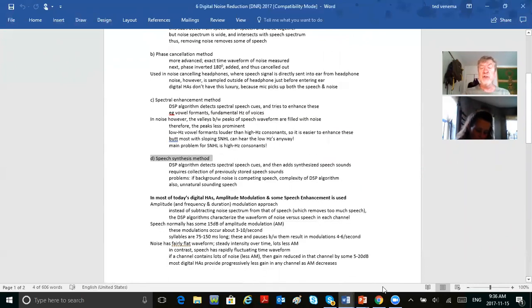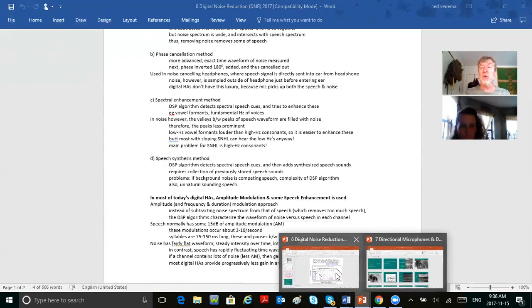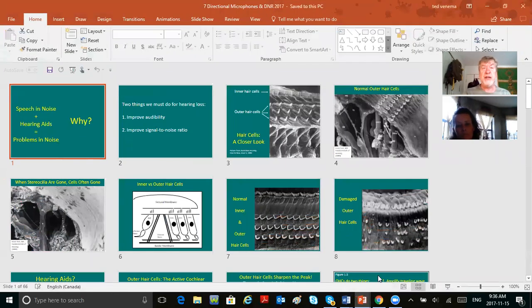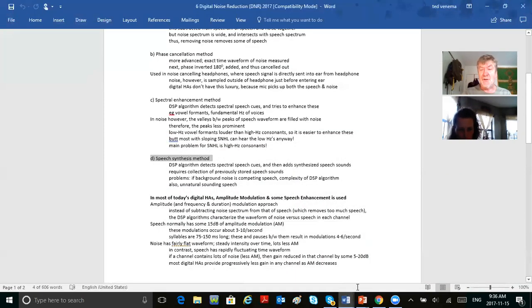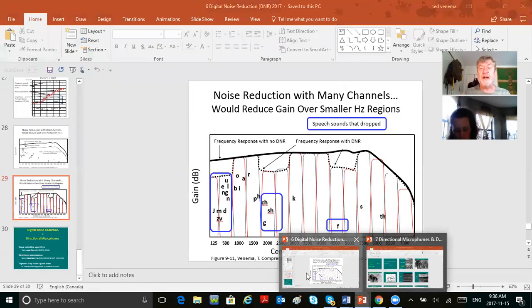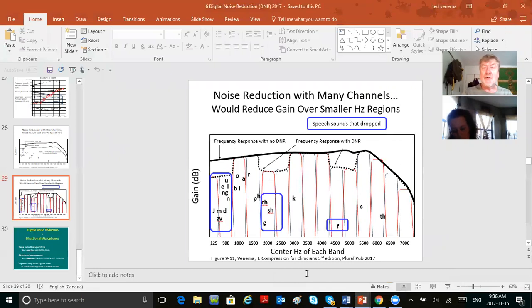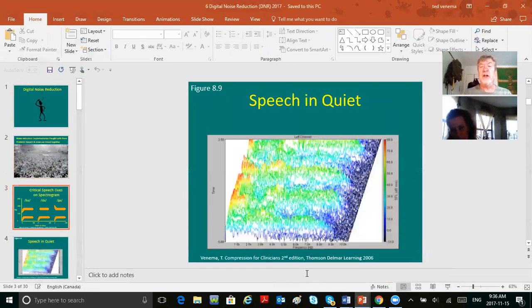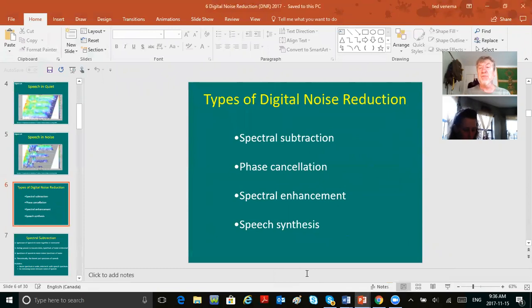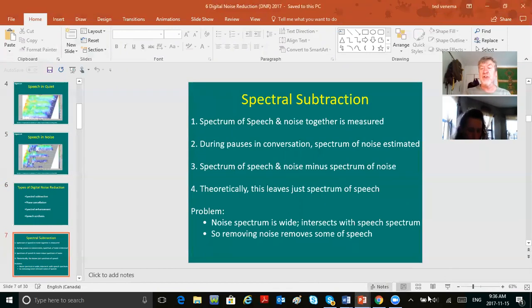And if you look at those three, let's just describe them quickly in our PowerPoint, just so we have this. Whoops, not that PowerPoint, the other PowerPoint. Let's go to the other one. So let's choose this one here. And we will go straight all the way home. Then we'll talk about the types: spectral subtraction, phase cancellation, spectral enhancement, and don't worry about speech synthesis. Okay? Let's look at spectral subtraction.